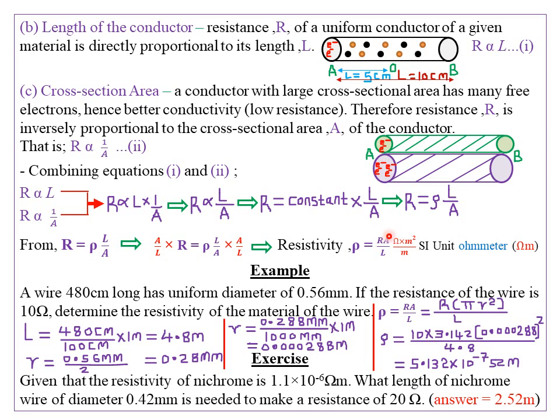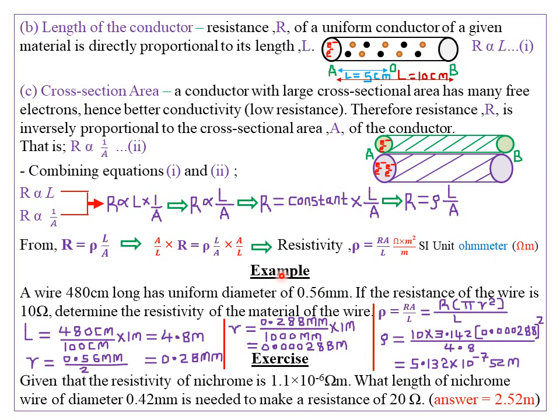Remember, the unit for resistance is the ohm, the unit for area is the square meter, and the unit for length is the meter. Therefore, square meter divided by meter, you will just remain with 1 meter. Therefore, ohm times meter will give you the unit for resistivity as the ohm meter, denoted by this symbol here.